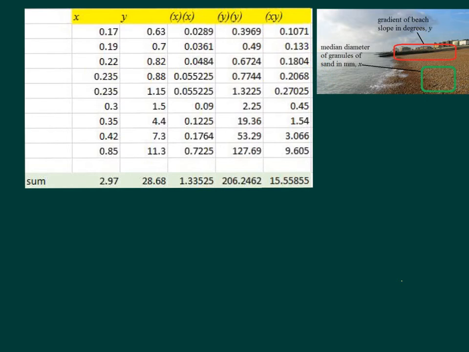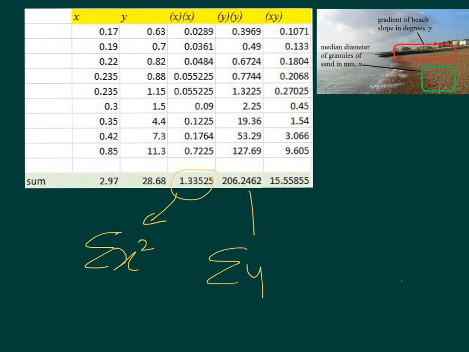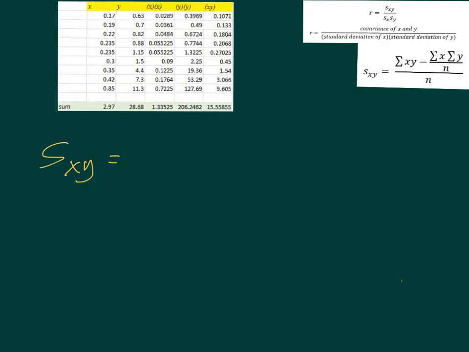In terms of notation, this value here is the sum of x squared. Here is sum of y squared, and this one is sum of xy, that is the product of x and y. So now what we do is to put all the numbers together in order to calculate the covariance of x and y. So first we need the sum of xy. So sum of xy is here.